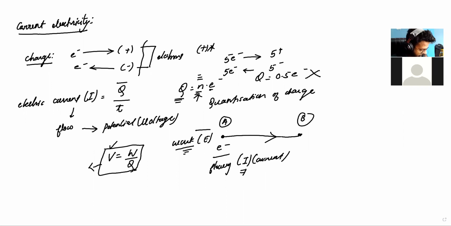Okay, so this is the first basic definitions. Then we have the SI units. We have charge. The SI unit of charge is coulomb, C.